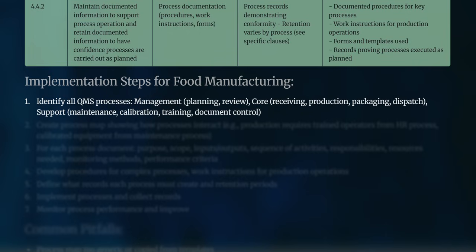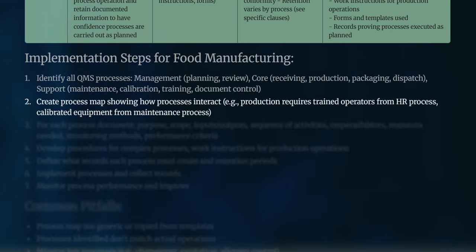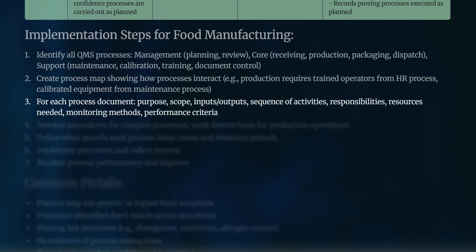Once you identify all the processes, then you need to create process maps showing how processes interact. For example, production requires trained operators from the HR process, right? And calibrated equipment from the maintenance process. Once you create the process map showing how processes interact, then for each process you need to create documents.